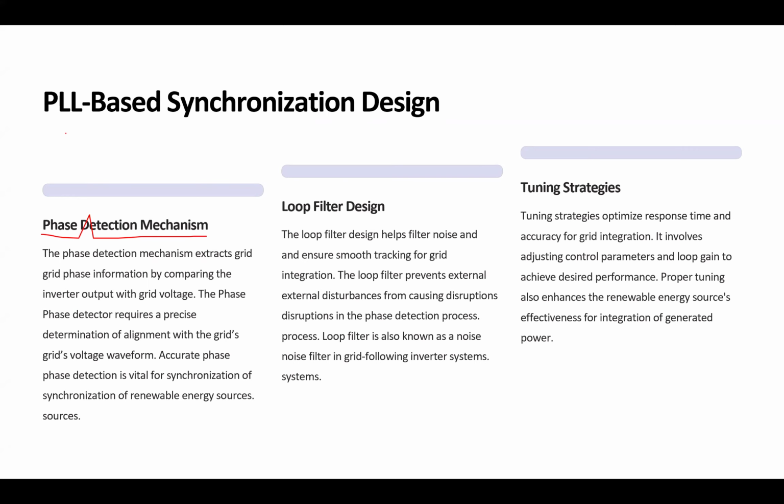There is a clock that counts the time between each zero crossing in the power grid, and by measuring that time, it measures the frequency. This is the very simplest way to implement the phase detection mechanism.